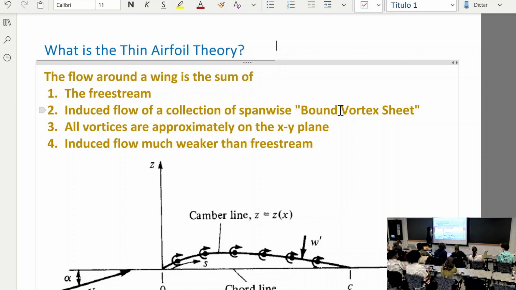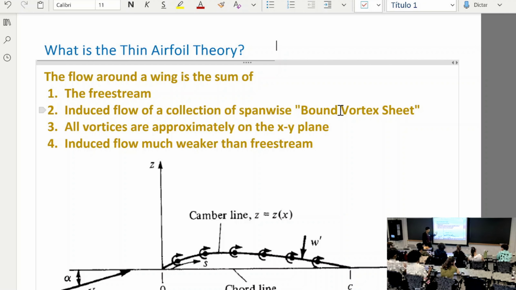Okay, and the induced flow has to be much weaker than the free stream, because in the derivation of thin airfoil theory, they make approximations, exactly the kind of approximations I ask you to make in the homework questions. I think I asked you to ignore, for example, the horizontal, the x component of the induced velocity, exactly because it's much weaker than the free stream, right?